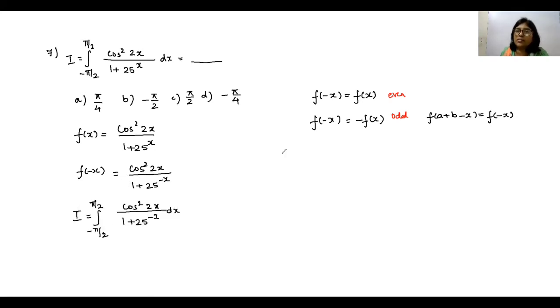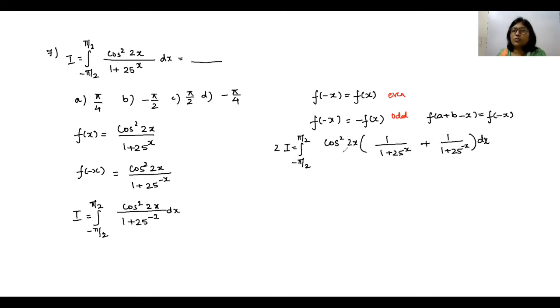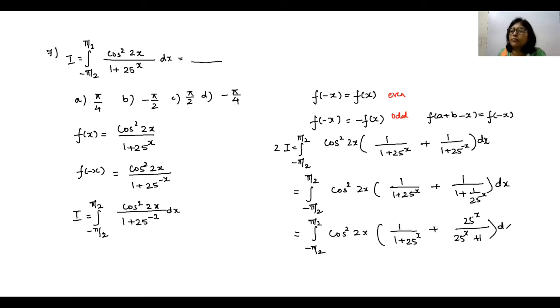Now let's add this I plus I. So I have taken cos square 2x common and put the rest of the terms. Now we'll write 25 raised to minus x as 1 upon 25 raised to x. After putting 25 raised to minus x as 1 upon 25 raised to x and taking LCM, we have this. Now add both of these terms. It will get cancelled because the denominator is same. It's going to become 1 plus 25 raised to x upon 1 plus 25 raised to x. And we are left with cos square 2x.